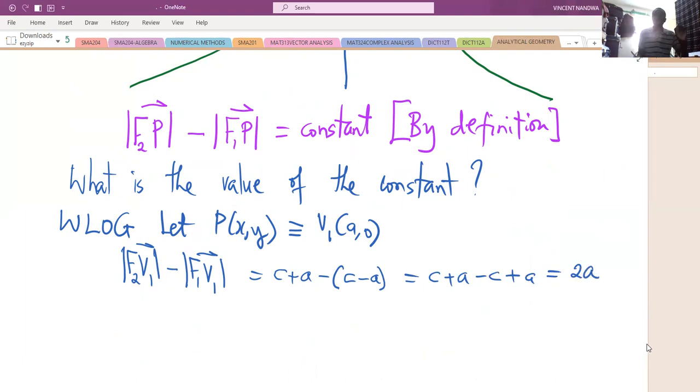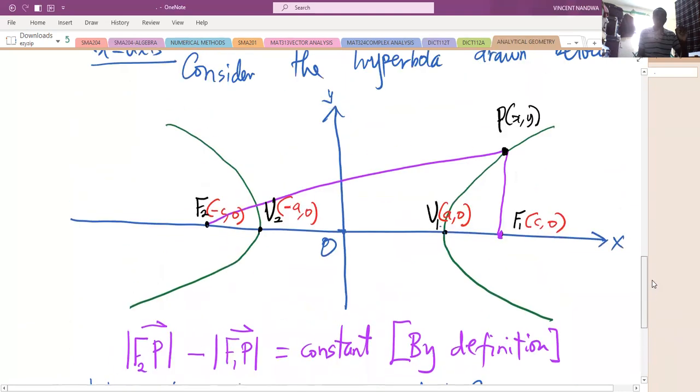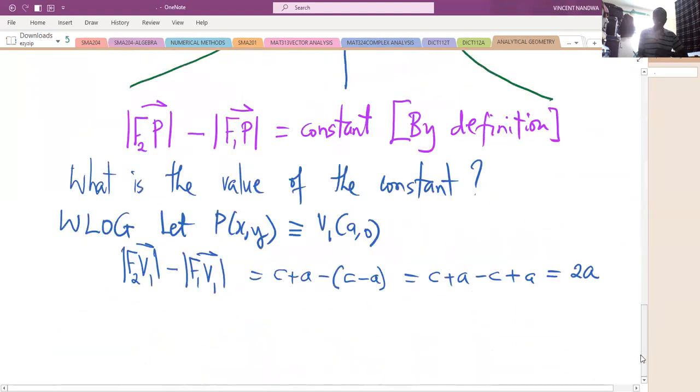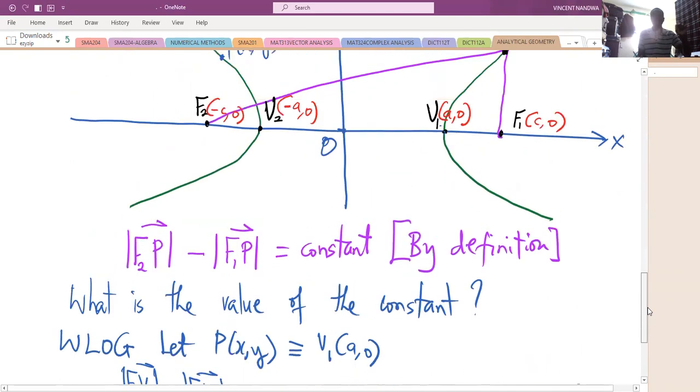But remember, the hyperbola is defined by two arms. So remember, this P I have put here can as well be the same point P on this other arm, because the hyperbola is made up of these two arms. So therefore, second case, without loss of generality, let the point P(x, y) be at the point V2. We have negative A, 0, because it's still part of the arm which makes the hyperbola.